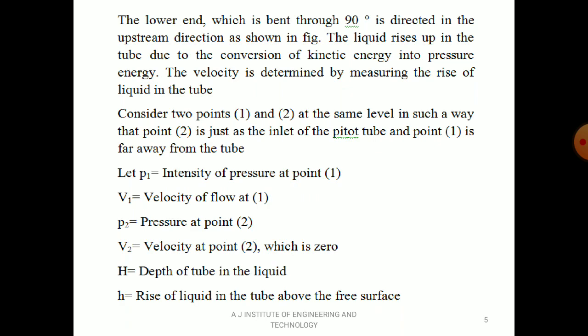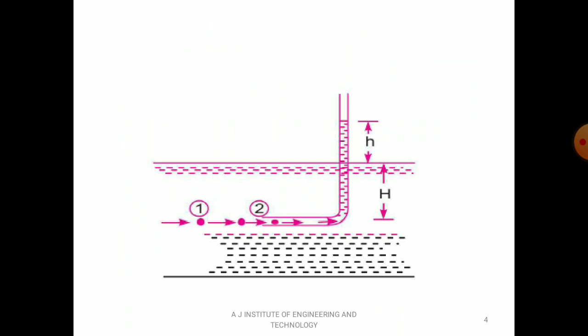We consider two points 1 and 2 at the same level in such a way that point 2 is just at the inlet of the pitot tube and point 1 is far away from the pitot tube. So you have to consider points 1 and 2 in such a way that point 2 should be just at the inlet of the pitot tube and point 1 should be far away from point 2. But points 1 and 2 should be at the same level, so they should be on the same line.